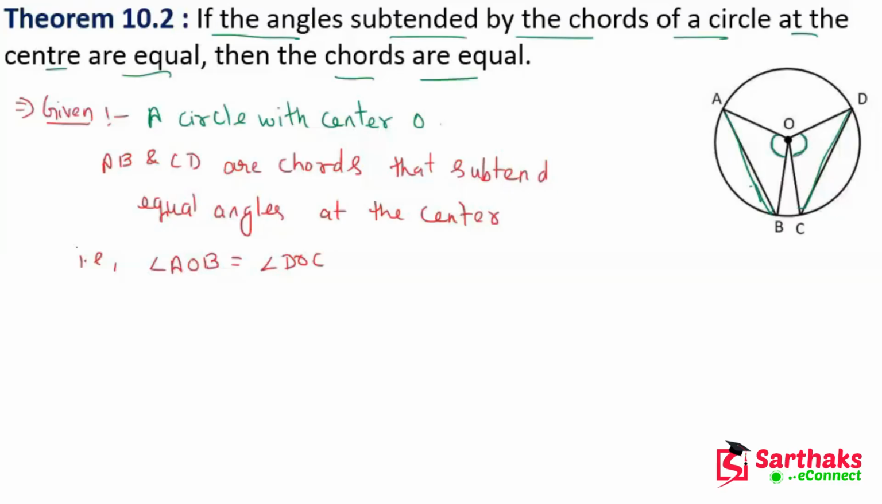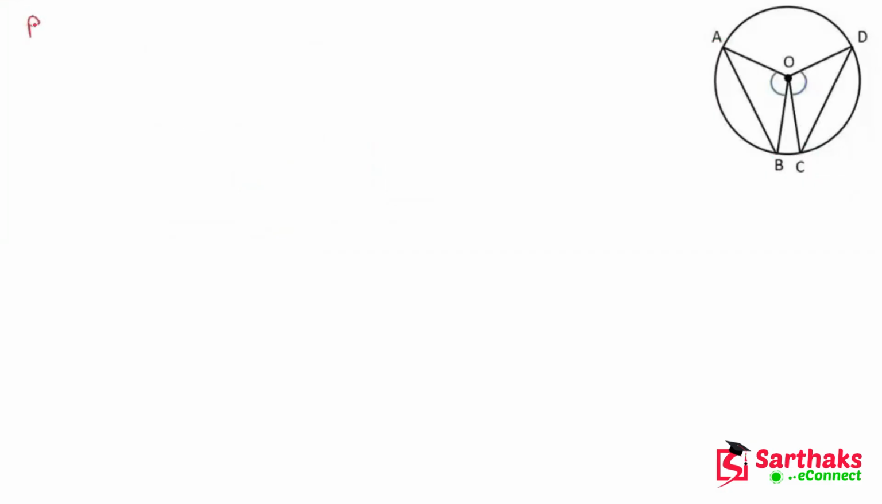My dear friends, I hope you understand these things. Now we have to prove AB is equal to CD. We have to prove that these two lines are equal. So now let's prove this theorem. Here is the proof of this theorem.